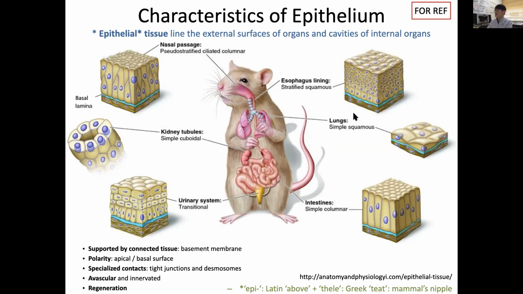Another aspect you can see here is, can you see blood vessel here? No. So this is very important, that this epithelial tissue does not contain blood vessels. So we call it avascular. So why is epithelial tissue, or epithelium, important in the medical aspect?